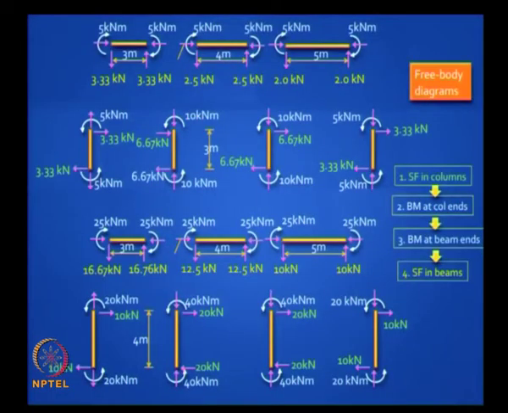25 into 2 divided by 3, you got all the shear force. No, please note the shear forces are going to change because the span of the beam is different in different bays. So you have to do it carefully. 5 plus 5 divided by 3 is 3.33. 5 plus 5 divided by 4 is 2.5. 5 plus 5 divided by 5 is 2.